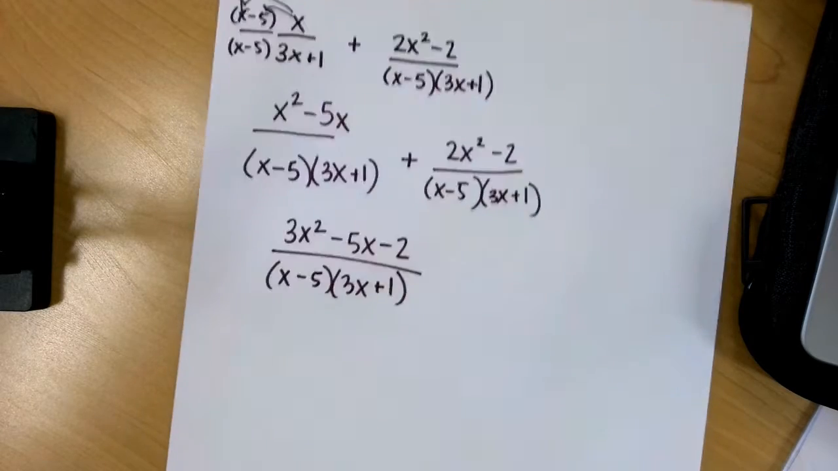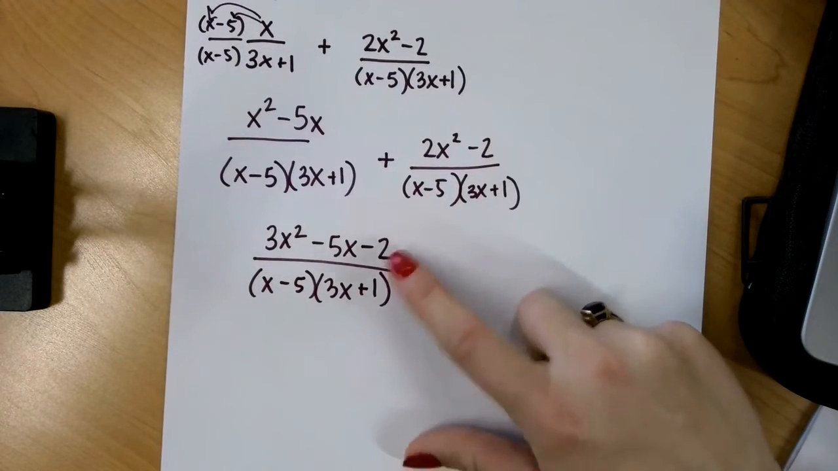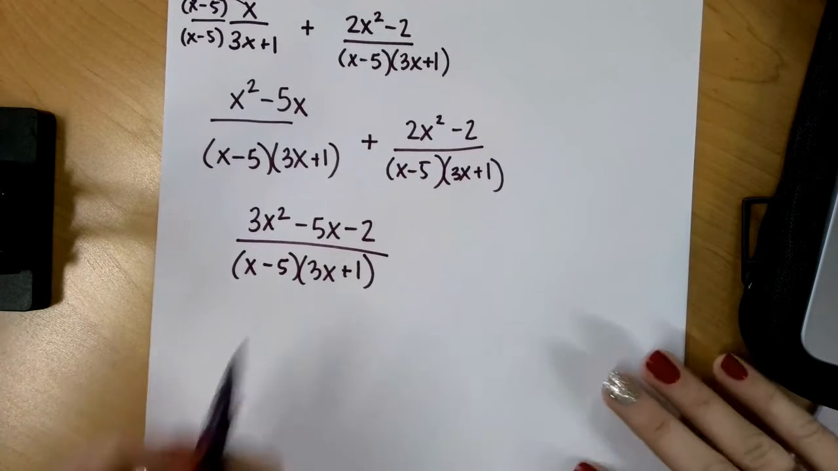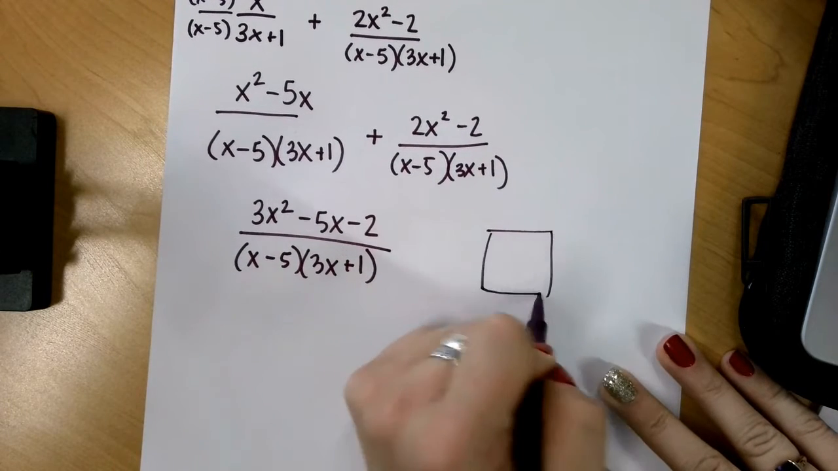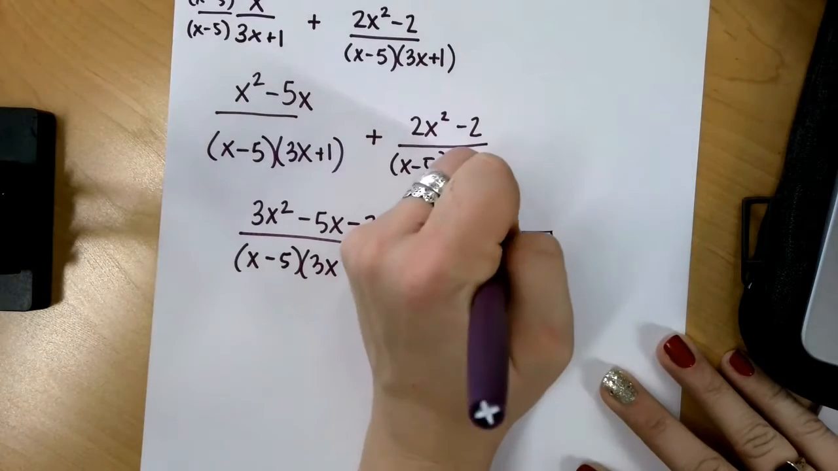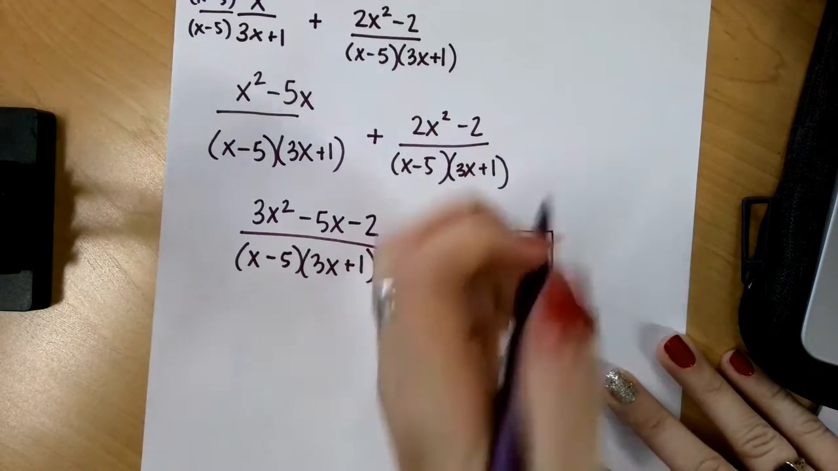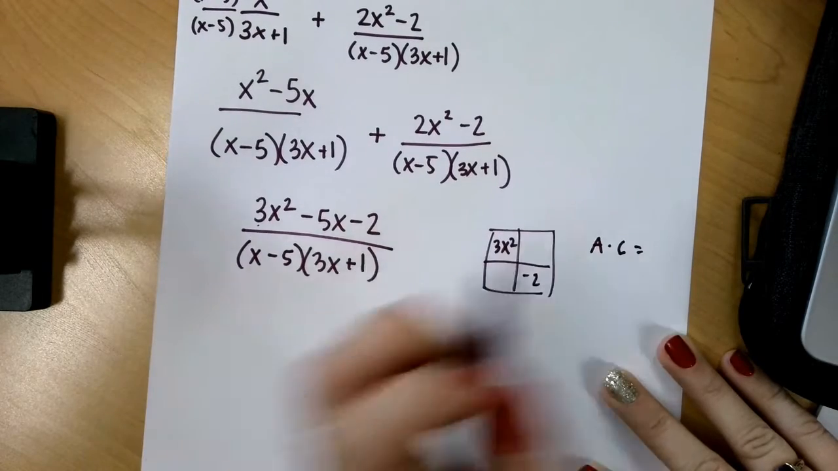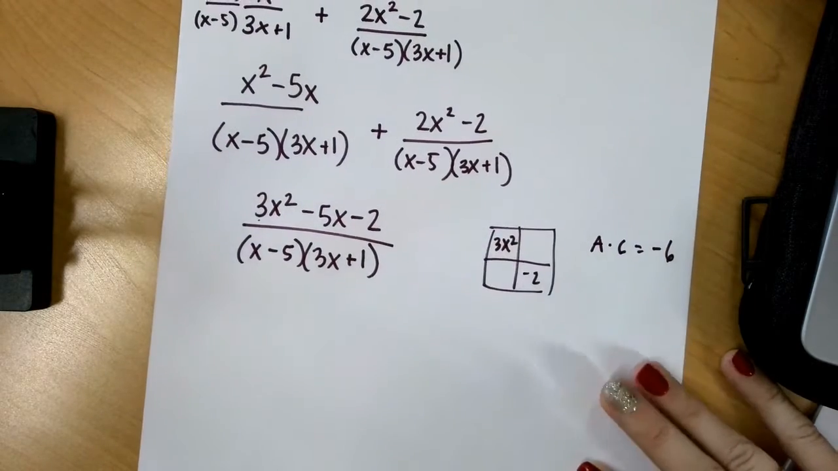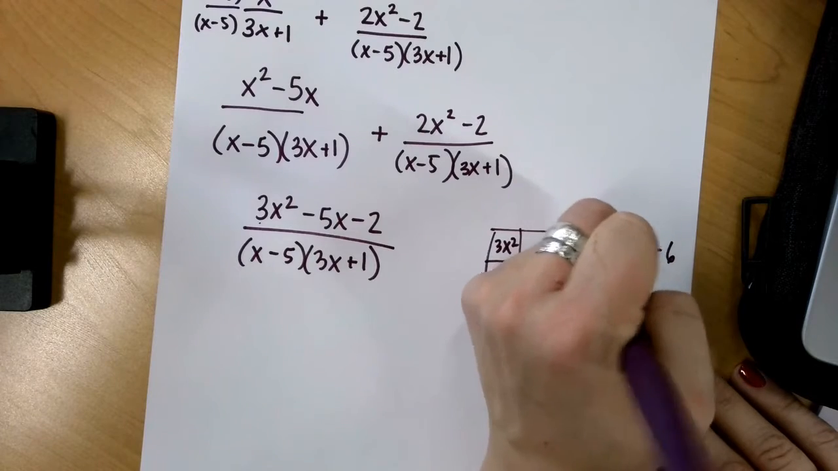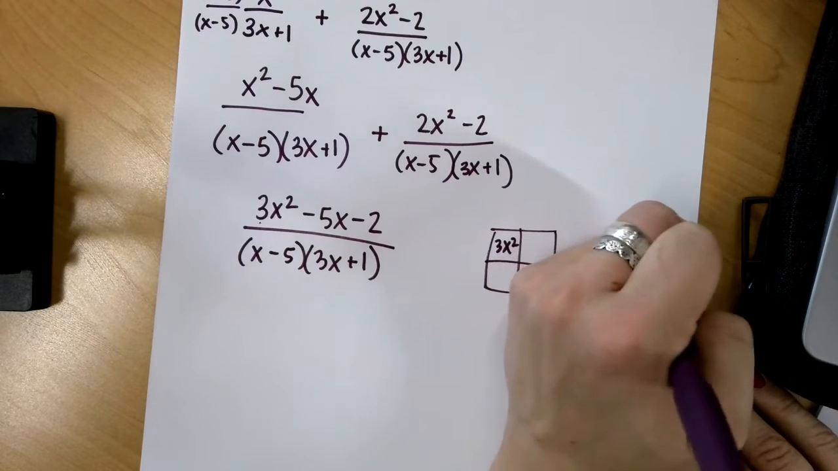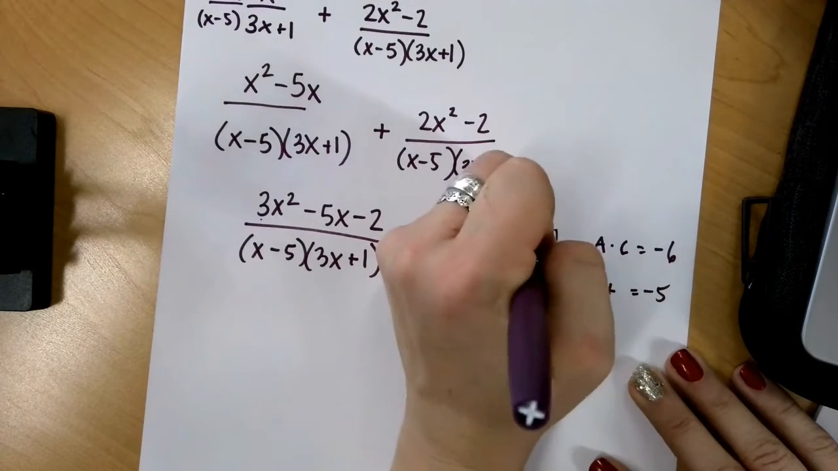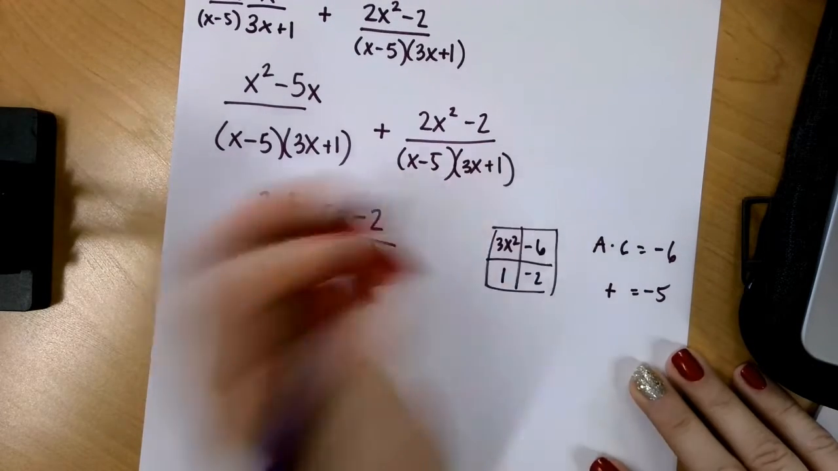Now the last step is to try to factor the top so we can see if there's anything that we can cancel out. This was like the problems we did the first day. So I'm going to do a box quick. First term in the first box, last term in the last box. When I do a times c, I get -6. So I need values that will multiply to -6, but add to -5, this middle term here. So those terms are going to be -6 and a +1.